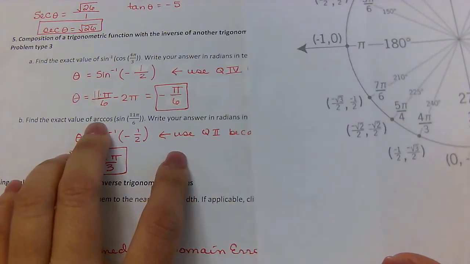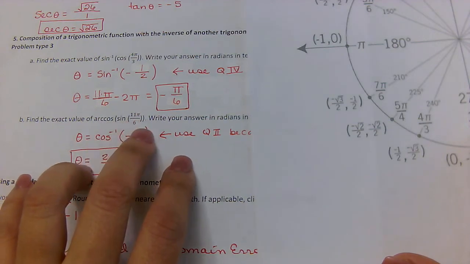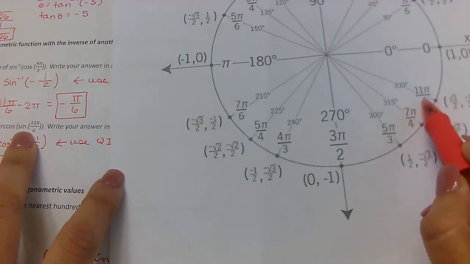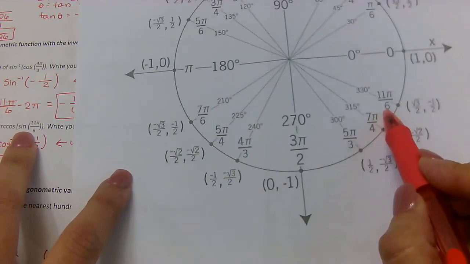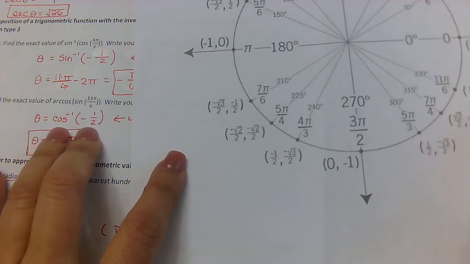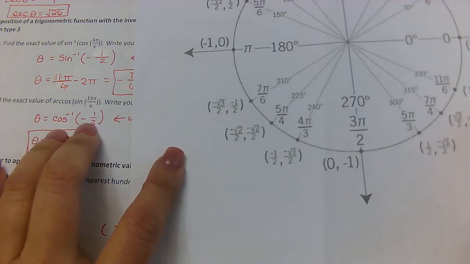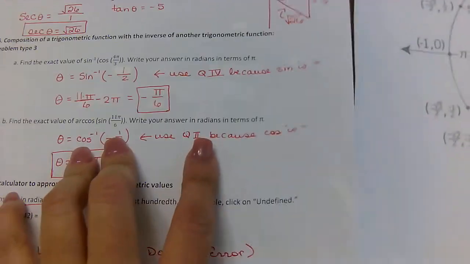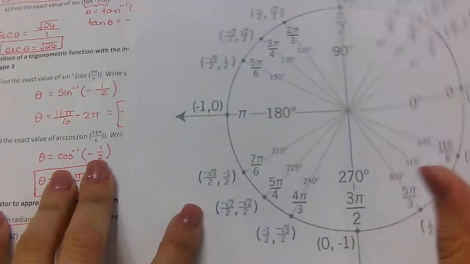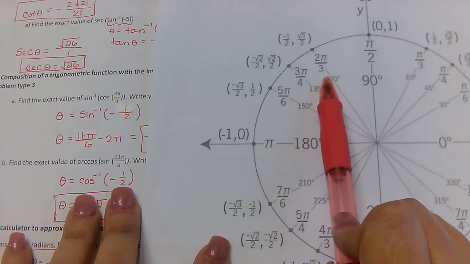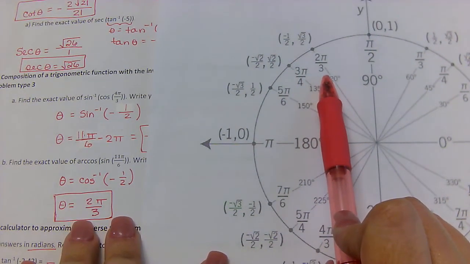Next problem says arc cosine of sine of 11 pi over 6. Evaluate what sine of 11 pi over 6 is. Sine is going to be our y value. So I have negative 1/2. I'm going to substitute that into the parentheses. Cosine is going to be a negative value. So cosine is negative in quadrant 2. So we're going to use quadrant 2. Okay. I'm going to look for my negative 1/2, which is right up here. And my theta is going to be equal to 2 pi over 3. Okay.